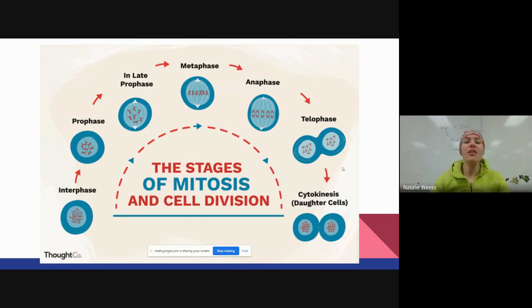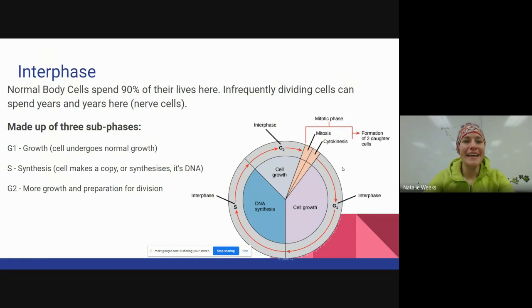So here are all of the stages of mitosis. We're going to go through each one, and then I'm going to shoot you guys off into breakout groups so you can look at them more in depth. In interphase, your normal body cells spend about 90% of their lives here. Some cells don't really divide frequently at all either. Some cells spend 25 years doing interphase before they actually divide.